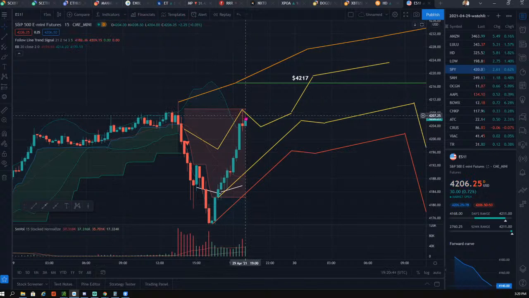So I expect this to get knocked down off of this. I expect it to come down and touch this line again. It might run past it, but then bleed back up and get on top of this and support and solidify above this yellow line. Once it does that and starts making a move in the right direction, I'm thinking about getting in. That's my cue.